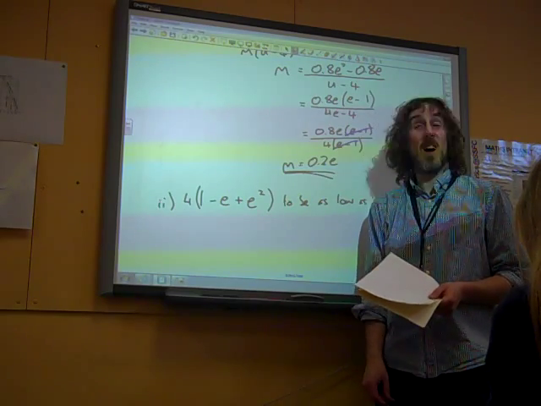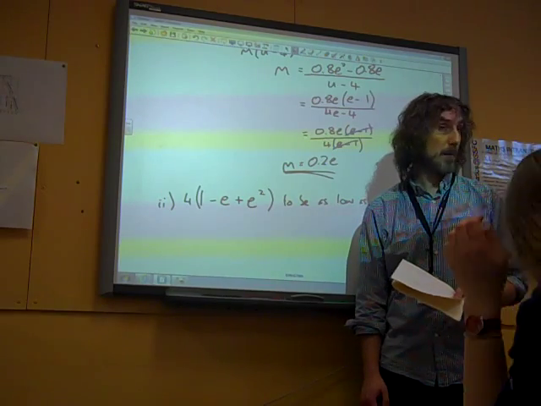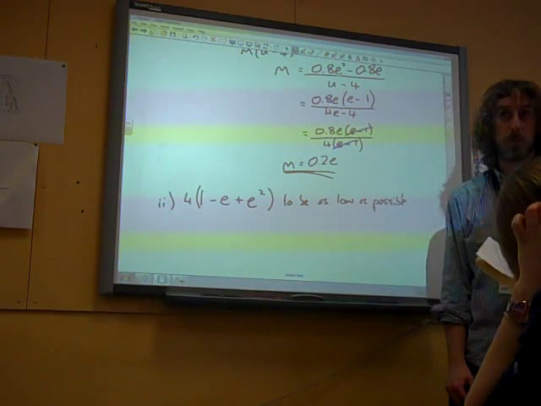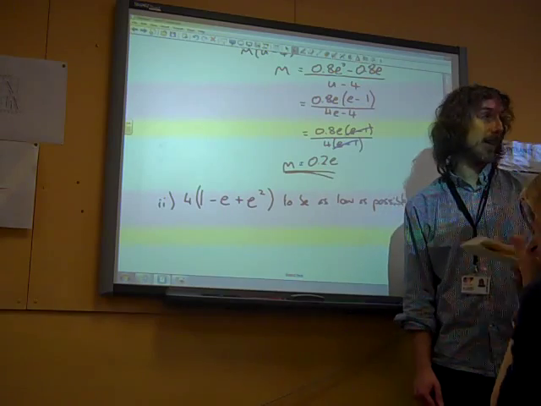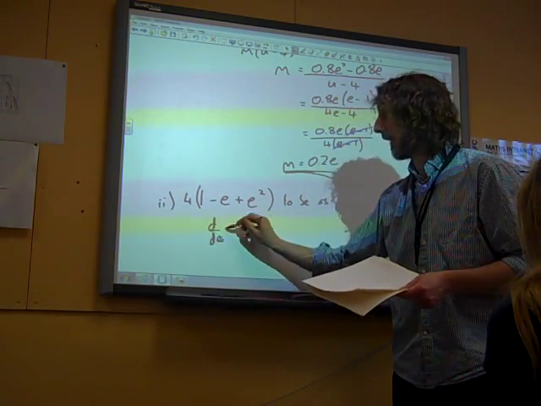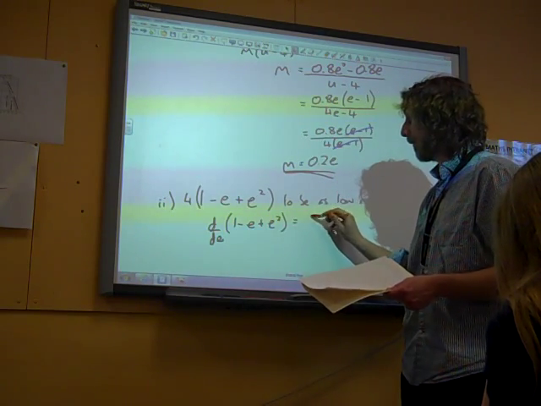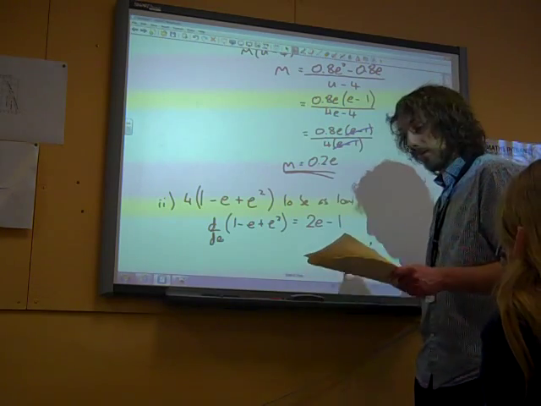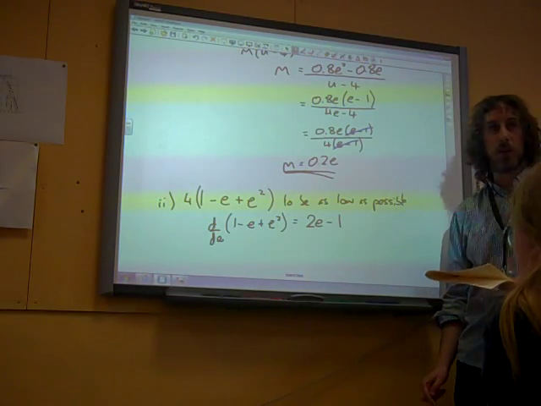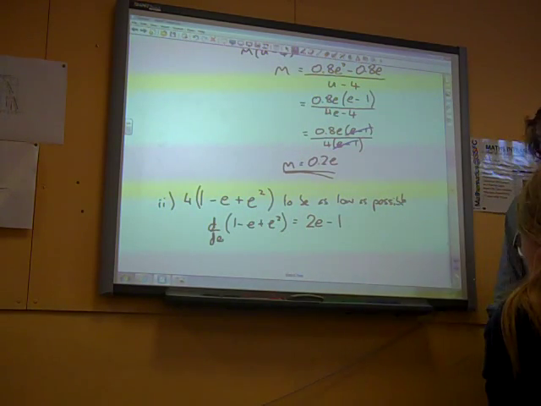I have a few ways. I could complete the square and find where the vertex is. But I'm living in a post-core 1 world, so I can also differentiate things. I'm happy with that. If I differentiate 1 minus e plus e squared with respect to e, I would get 2e minus 1. Sorry about the order that I've done that. Differentiate e squared to get 2e, and minus e gives me minus 1.